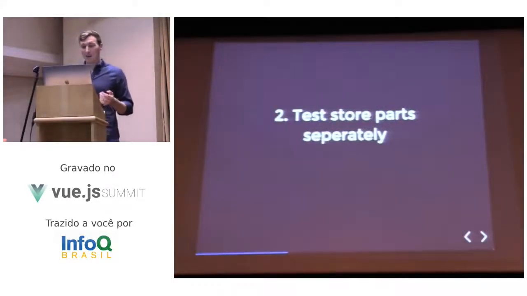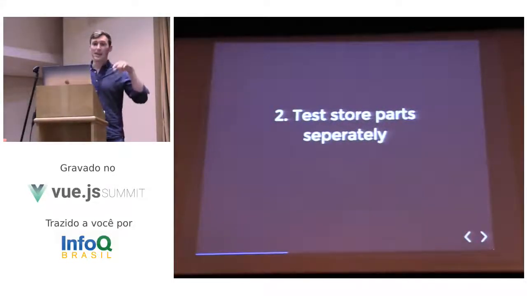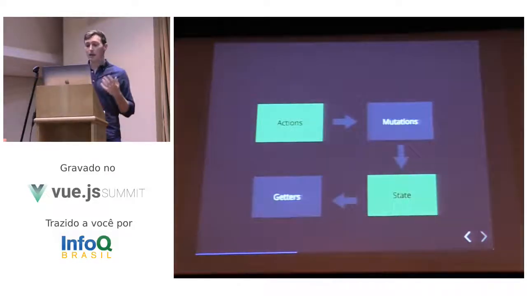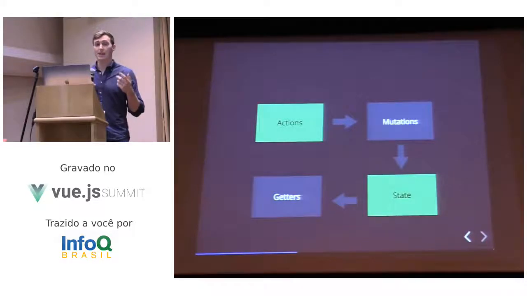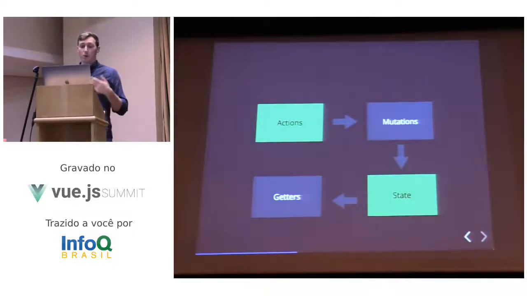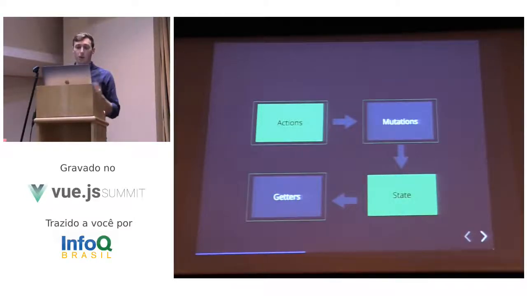So, the second approach is to test all the store parts separately. Remember that we have these actions, mutations, and getters, and Jacob was saying all of these are just functions. They're just methods. So we can just write unit tests for each of these parts separately. I'll show you what that looks like.